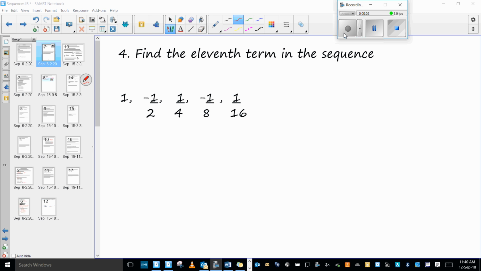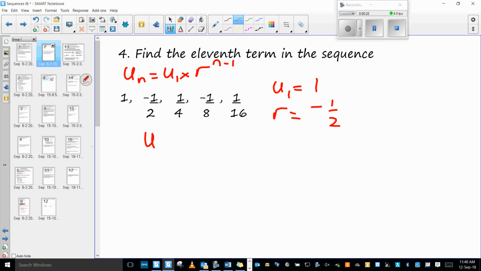So we've identified that U1 is 1. What's R? Good, negative a half, because negative half divided by 1 is negative a half. And then we're going to use that U formula: Un equals U1 multiplied by R to the n minus 1. So U11 is going to be 1 multiplied by negative a half to the power of 11 minus 1, which is 1 multiplied by negative a half to the power 10.